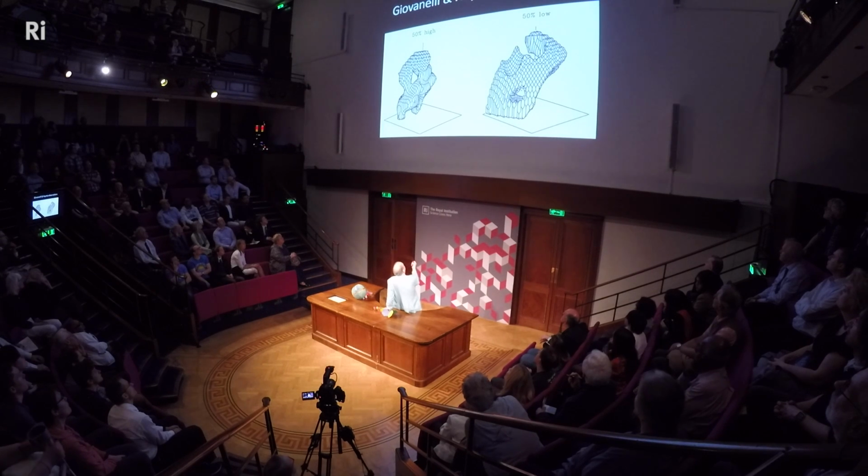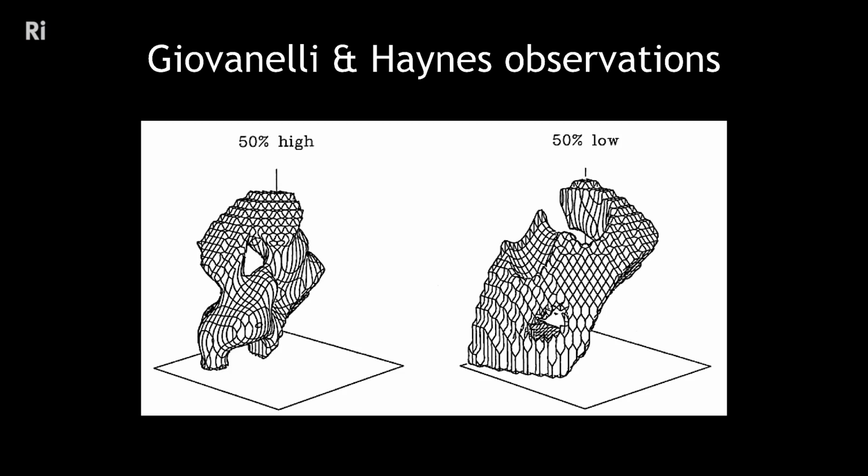This is the Giovanelli and Haynes observations. This is the high-density half. This is the low-density half of their survey. This is the Perseus cluster in here, which I showed you. This is the Perseus-Pisces supercluster, which is a giant filament of galaxies. And you can see the hole here.